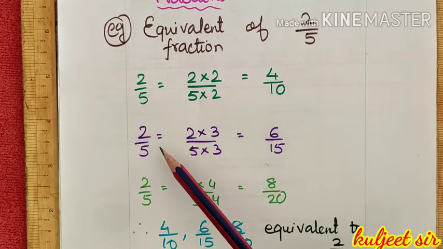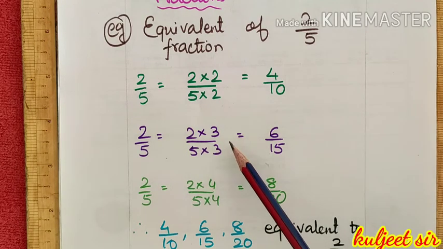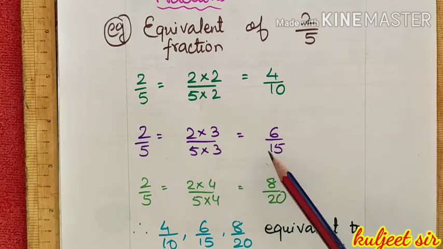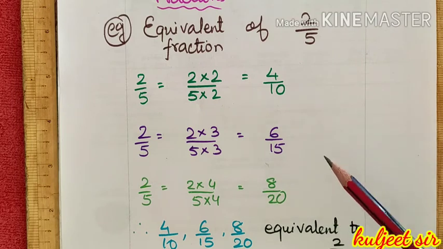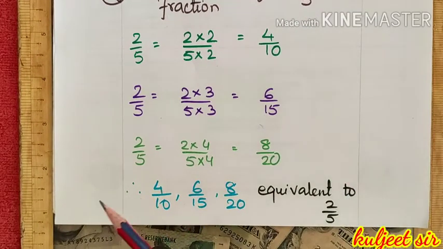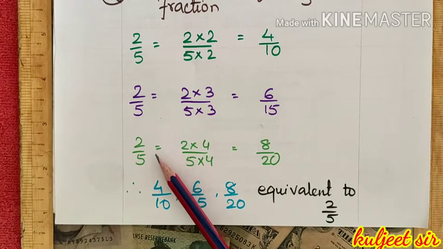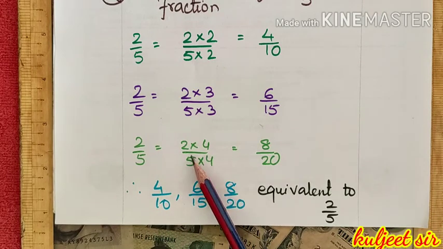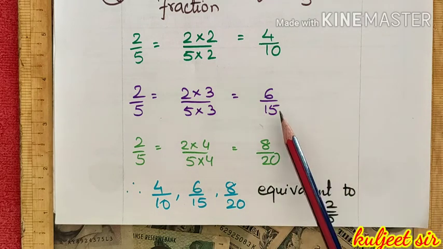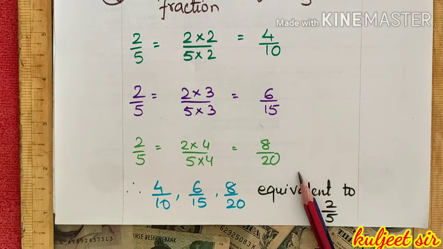Now the same fraction remains as it is. Now we are multiplying both the numerator and the denominator by 3. 3 2s are 6 and 5 3s are 15. You get 6 upon 15 as your equivalent fraction. Then let us multiply 2 upon 5 with the number 4. 4 2s are 8 and 5 4s are 20. So you have 4 upon 10, 6 upon 15 and 8 upon 20.